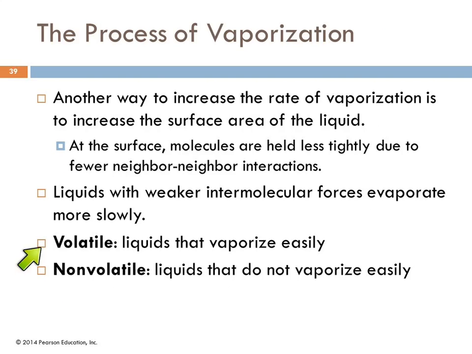So we have 2 terms that we apply to liquids, volatile and non-volatile. A volatile liquid vaporizes easily, non-volatile does not vaporize easily. These are qualitative terms, not quantitative. But you know that some things evaporate quickly, like if you rub alcohol on your skin, it evaporates very, very quickly. If you rub vegetable oil on your skin, it's never going to evaporate, right? Vegetable oil is very non-volatile.